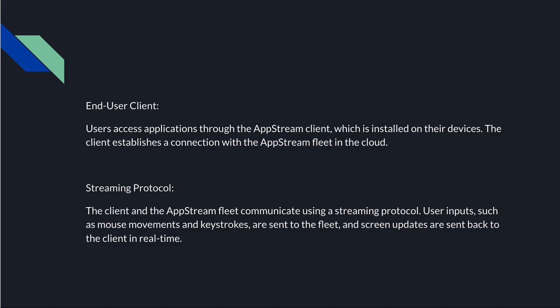Now next is the end user client. So users access applications through the AppStream client, which is installed on their device. Okay, the client establishes a connection with the AppStream fleet in the cloud. So basically this client is responsible for establishing the session with the user who is trying to access the application, right? And this is how it is able to stream those applications within the end user browser, for accessing the AppStream fleet applications which they are running.